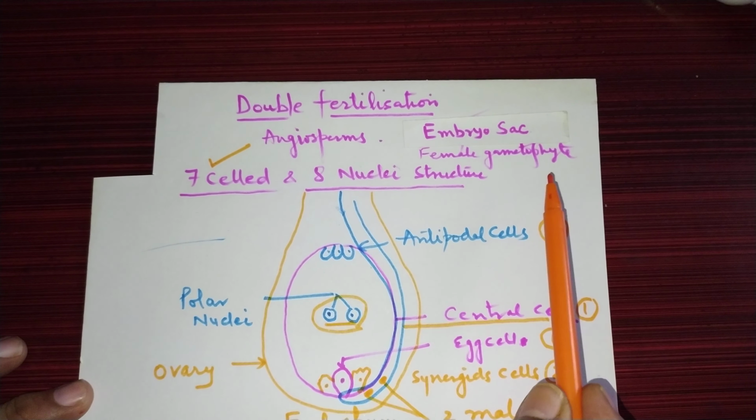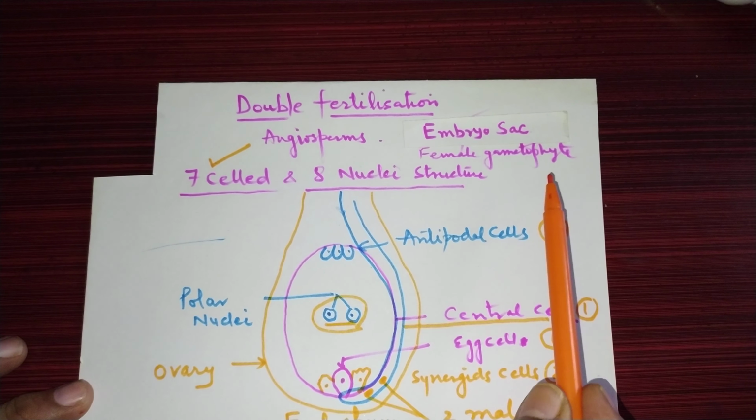Now, one important question which has been asked frequently in the board examination about the embryo sac or female gametophyte is that it is a 7-celled and 8 nuclei structure. So you have to prove what these 7 cells are and how the 8 nuclei are there in the embryo sac. So this is an embryo sac.